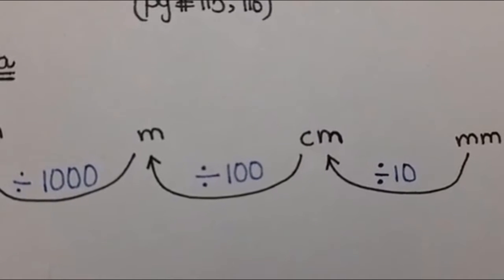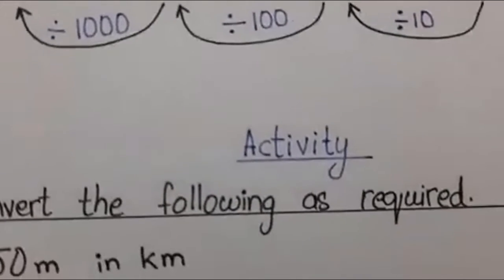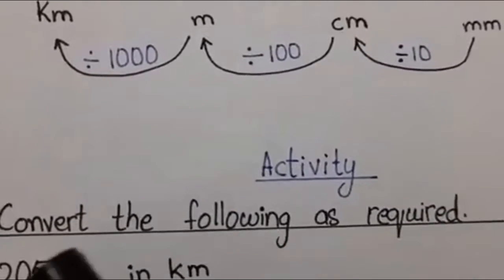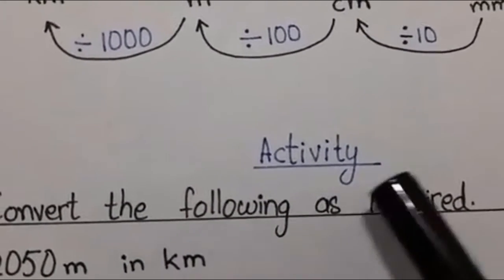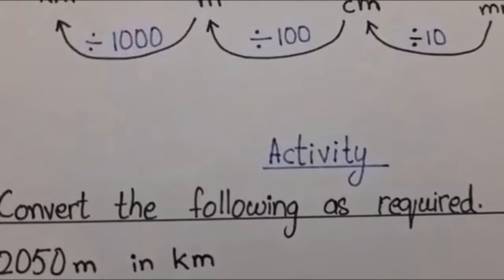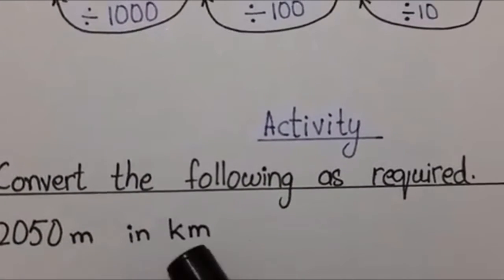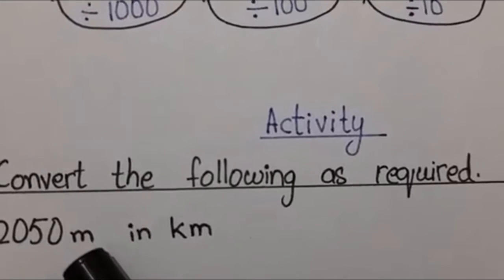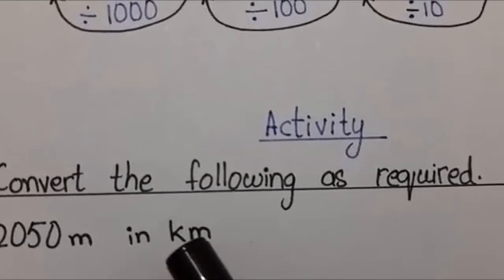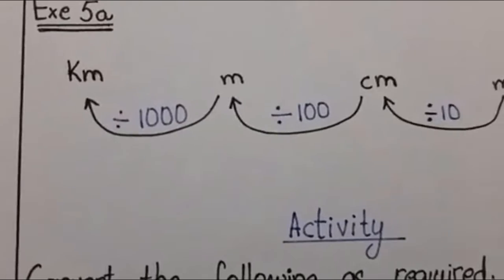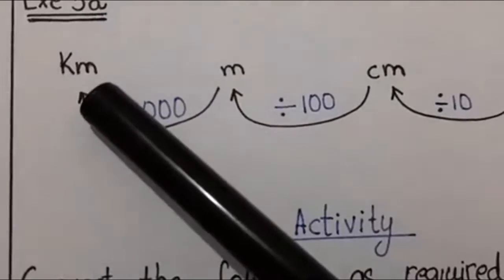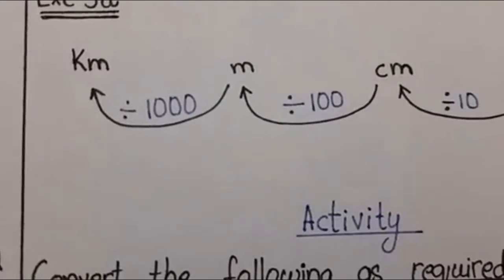So let's start an activity to boost up. This activity statement says convert the following as required. Okay, what is the required one? It is 2050 meters in kilometer. And you all know meter is the smaller unit, kilometer is the bigger. And here we have seen when we have to change meter into kilometer, we have to divide it by 1000.